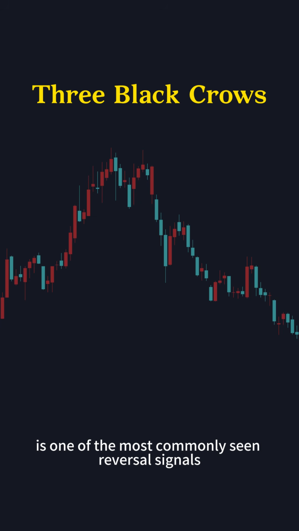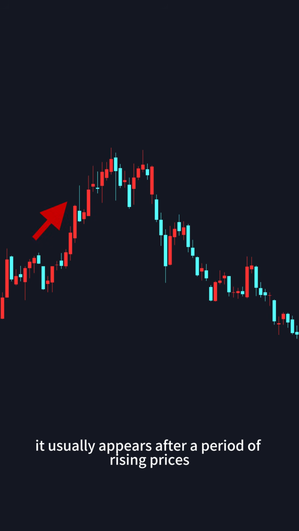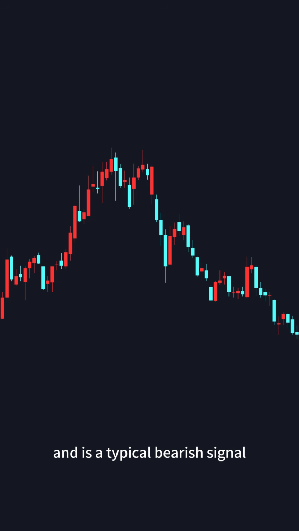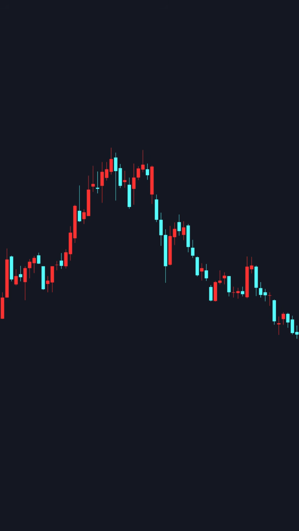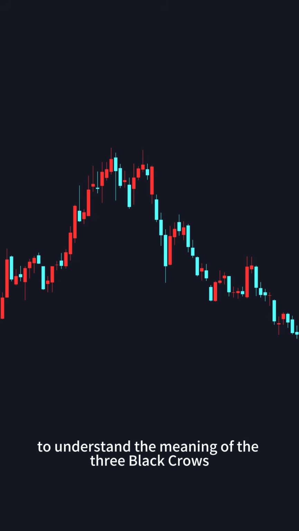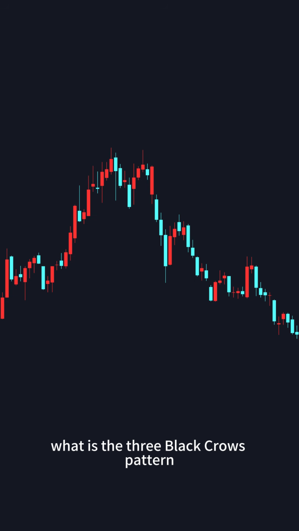The three black crows is one of the most commonly seen reversal signals in the stock market. It usually appears after a period of rising prices and is a typical bearish signal, indicating that the market may be weakening or a trend reversal is on the horizon. Let's dive into a real-life example to understand the meaning of the three black crows pattern and how to use it effectively. What is the three black crows pattern?